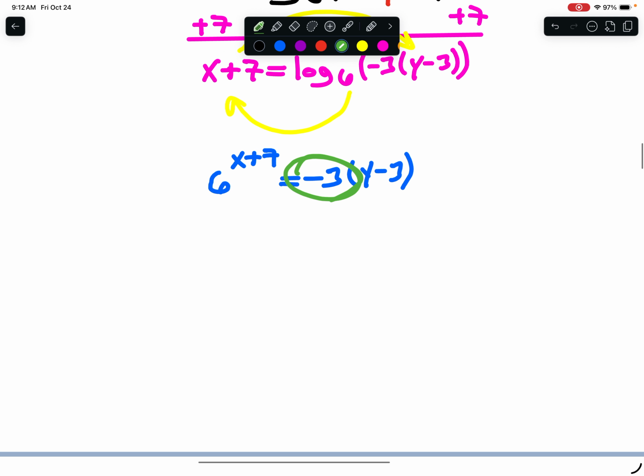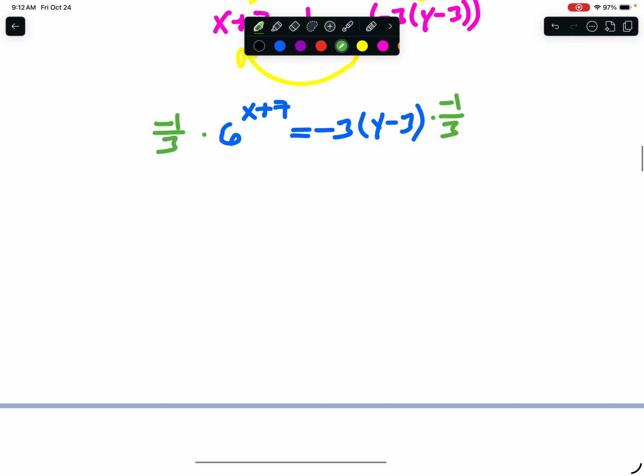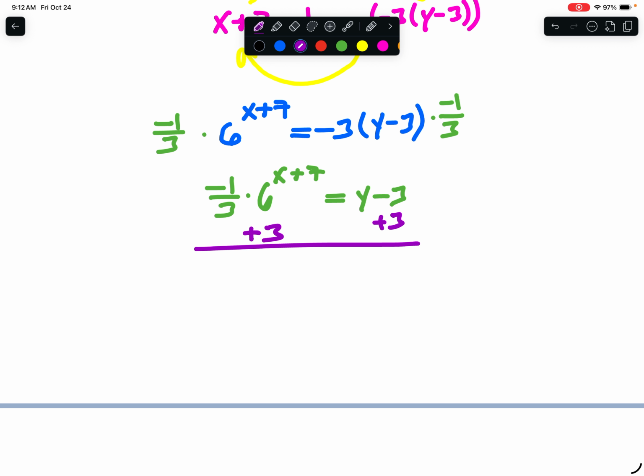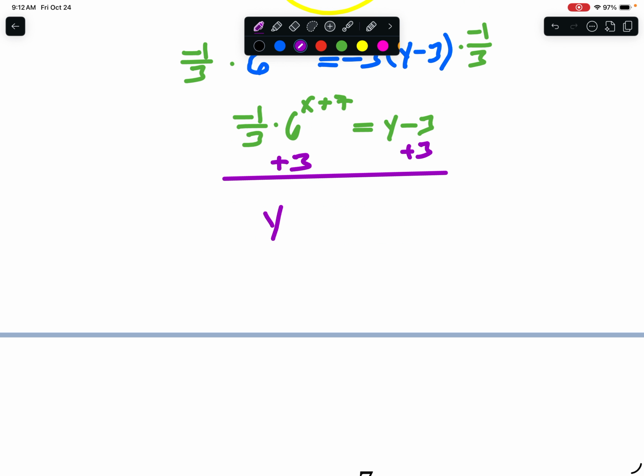So I'm going to get rid of this negative 3. I'm going to multiply both sides by negative 1/3. That's a 3. I don't know why I struggle so much with 3s. So when I rewrite, this will give me negative 1/3 times 6 raised to the x plus 7 equals y minus 3. And then last but not least, we're going to add the 3 over. This one's going to have a lot of moving parts. So our inverse, we're going to get negative 1/3 times 6 raised to the x plus 7 plus 3.